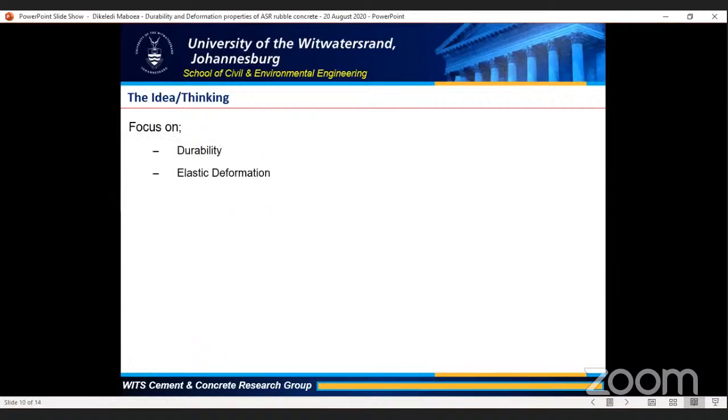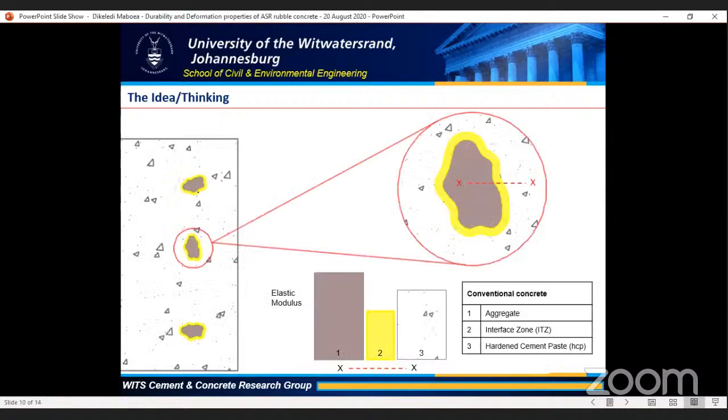So the focus really is on durability and long-term elastic deformation. For durability, we're considering looking at the permeability, the corrosion, the freeze thaw. And for the long term, we're considering looking at creep and shrinkage. Next slide.